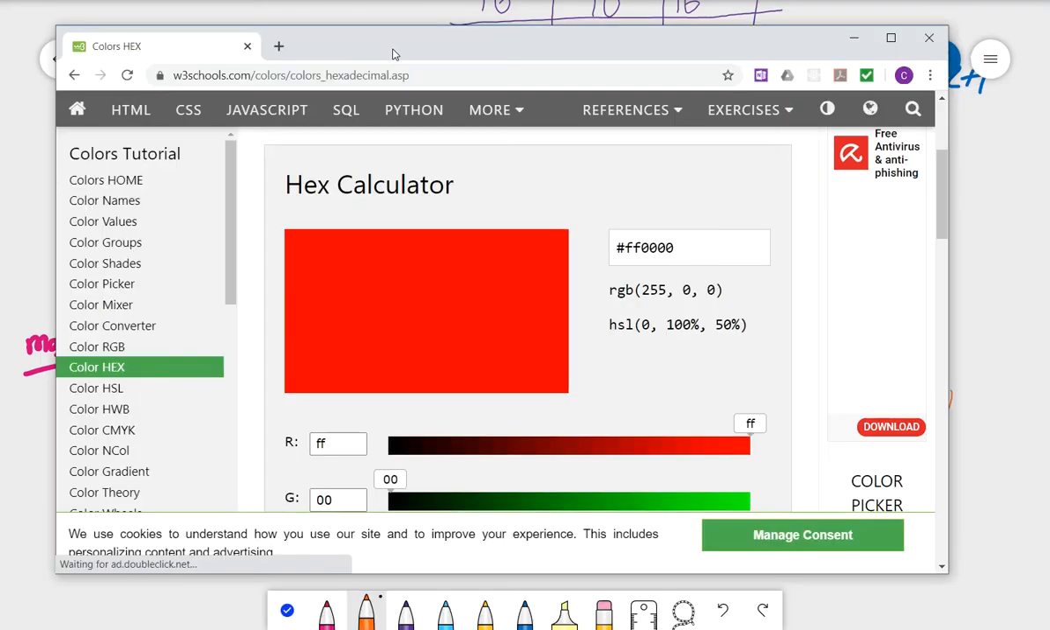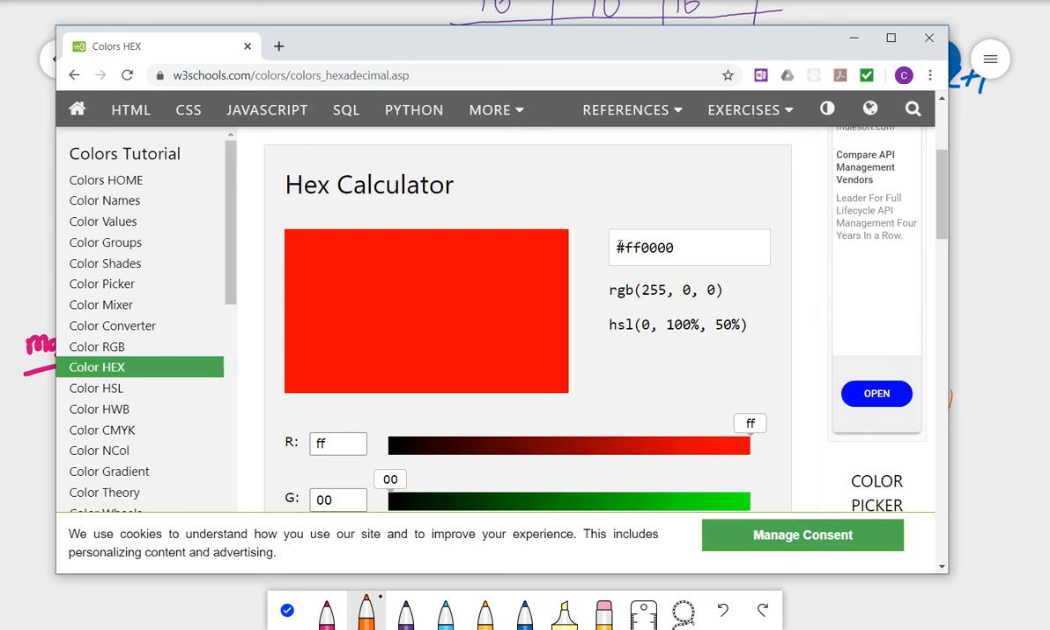W3 Schools. Now this is the W3 Schools colour picker, and it's actually called a hex calculator. If you look at the colour tutorials here, there's one called colour hex, and you can see here RGB 255,0,0 gives you pure red, and it's hashtag FF0000, so it's telling you that 255 is the value, and we know that 8 bits can represent 255 if all those bits have a 1 in them. It's very interesting, that, isn't it?